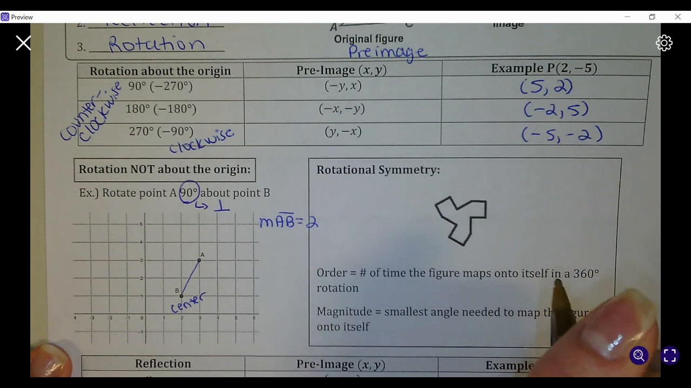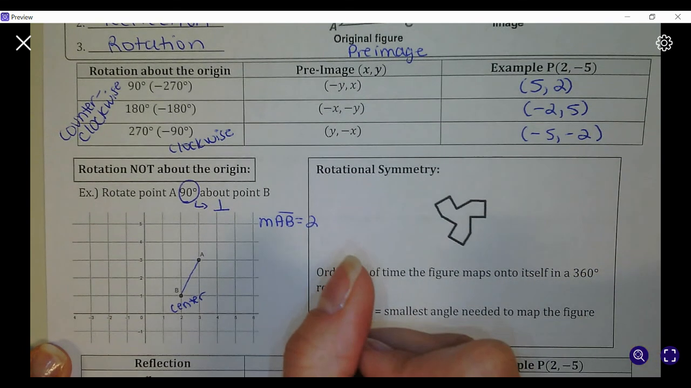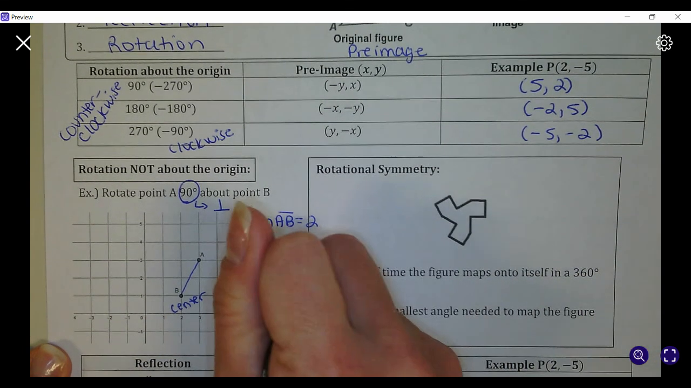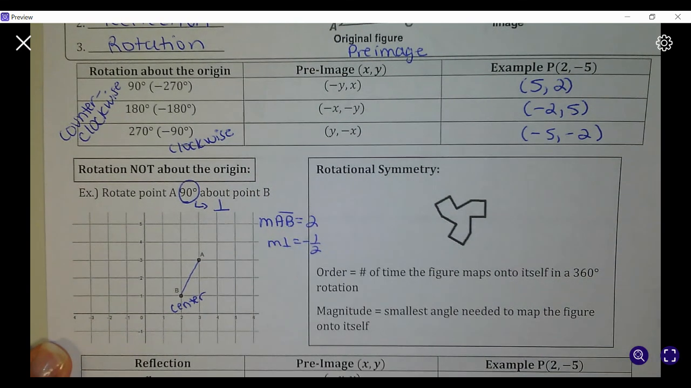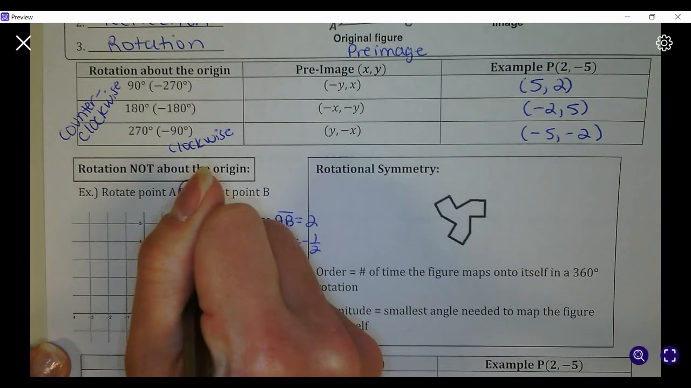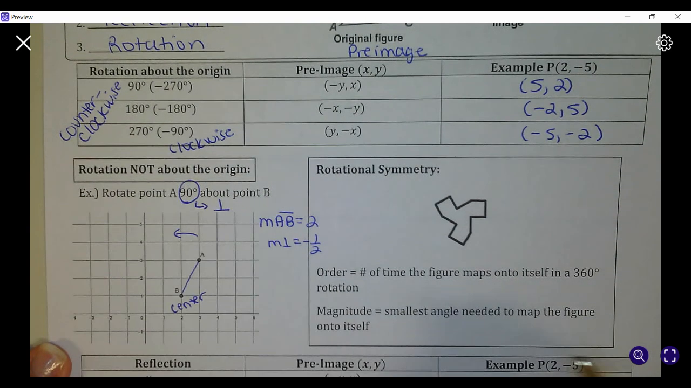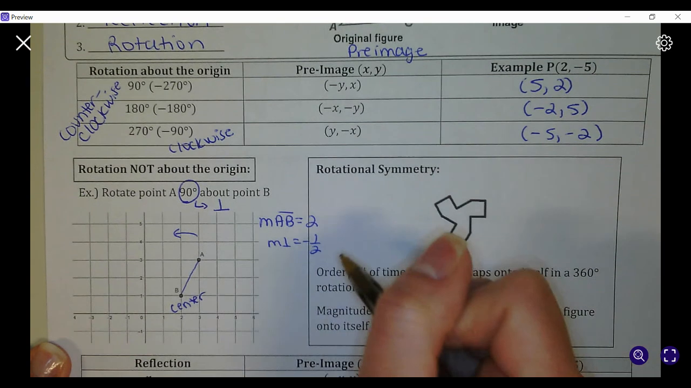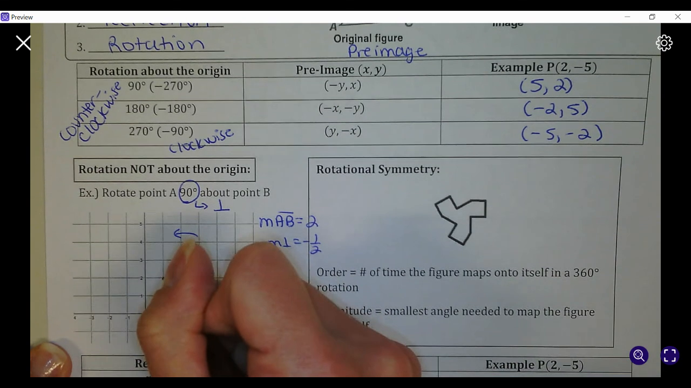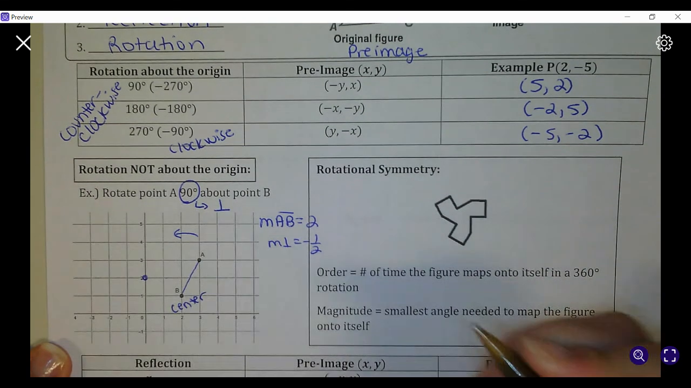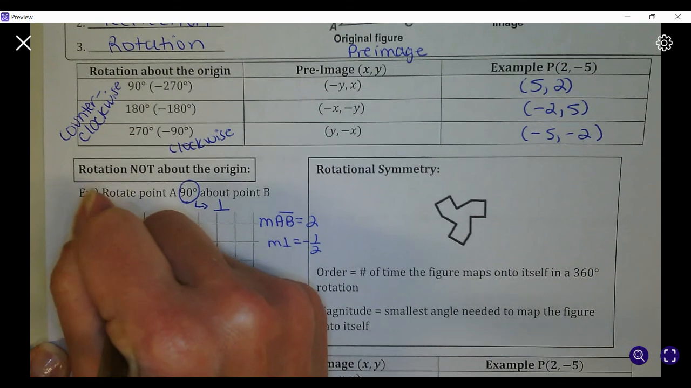For a 90-degree rotation, you're rotating using perpendicular ideas. So the perpendicular slope is negative 1/2. You're going to use that slope and count from point B. Now remember, if you're going 90 degrees, you're going to go counterclockwise, so it's going to go this way. Now I'm going to count using negative 1, 2. Instead of going down 1, right 2, I'm going to go up 1, left 2. So that's your new coordinate, (0, 2).